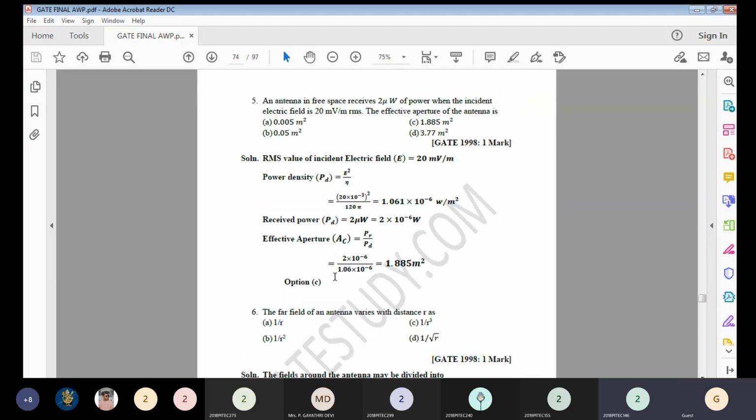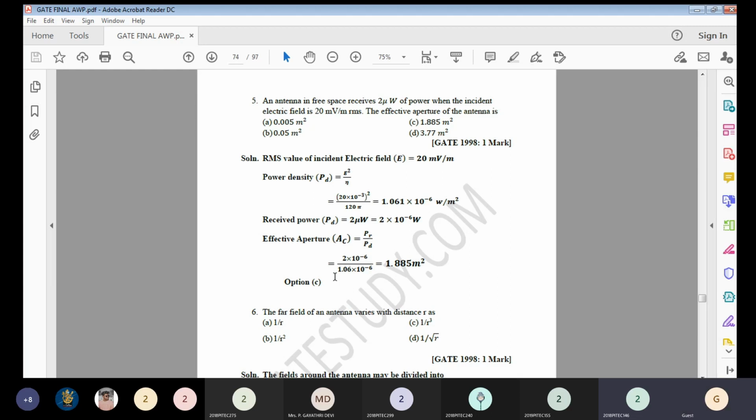Here you can see an antenna in free space receives 2 microwatts of power when the incident electric field is 20 milliwatts per meter RMS value. For the effective aperture of an antenna, we have the formula effective aperture Ae equal to PR by PD. We have a separate formula for PD equal to E square by eta. E square value is 2 into 10 to the power 3, 20 microwatts, so that we will get PD equal to 1.061 into 10 to the power 6 watts per meter square.